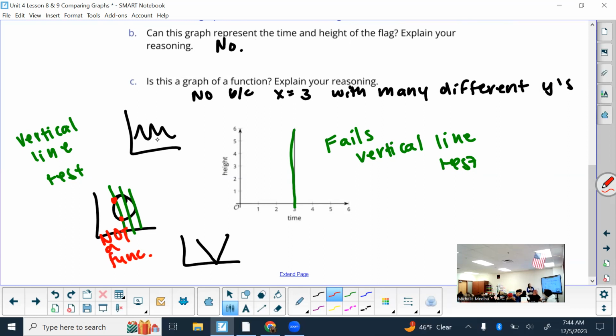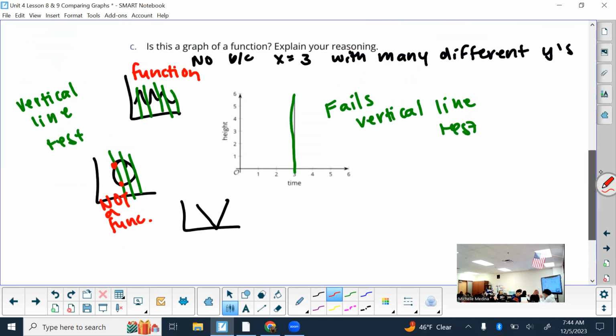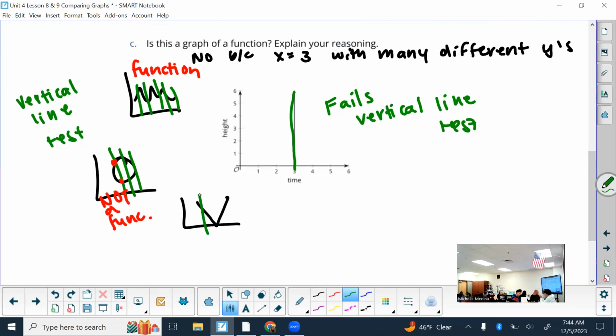Would this one pass the vertical line test, do you think? All right, so let's try that. Draw a vertical line. At any point, does it touch more than once on the same vertical line? So this one passes. So this one is a function. And then one more down here when you extend the page. If I were to try the vertical line test on this one, does this one pass the vertical line test? Yeah. So this one is a function.